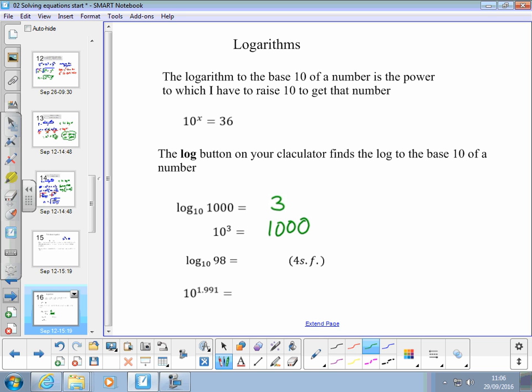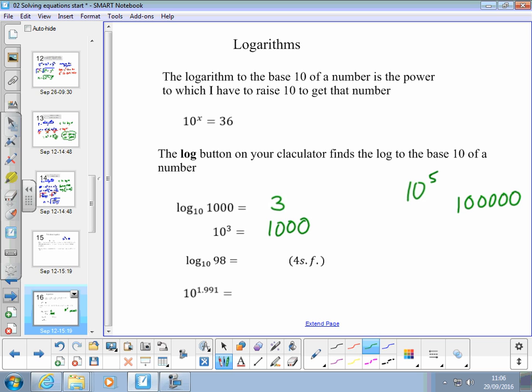Yeah, so if we had 10 to the 5, which is equal to 10 and 5 noughts, five is the log of that number, isn't it? Yeah.